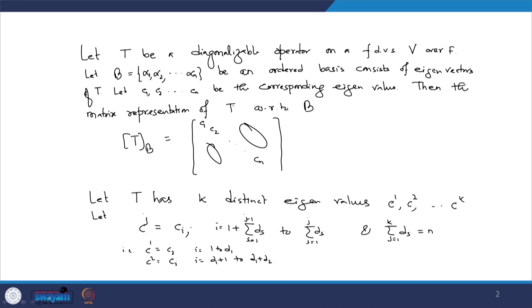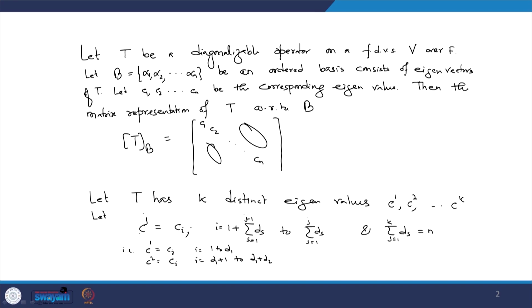Again, it may happen that C1, C2, up to Cn are not all distinct. Suppose C1 is repeated d1 times, and similarly for the other eigenvalues. Suppose there are k distinct eigenvalues, c1, c2, up to ck, and then I can define the Cj for i equal to 1 plus the sum of ds, s equal to 1 to j minus 1, up to the sum of ds, s equal to 1 to j.